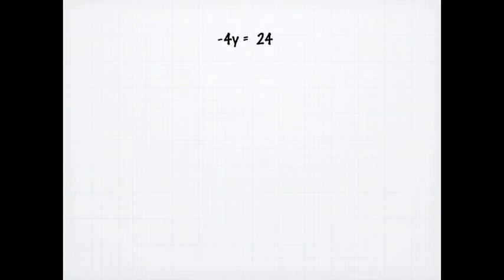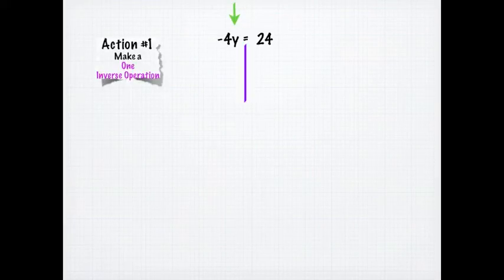I see a variable being multiplied to a number. I draw a fence. Next, I do the first action item. On the variable side, I make a 1 by using the inverse operation. In this case, I see multiplying by negative 4, so I divide by negative 4 to each side.